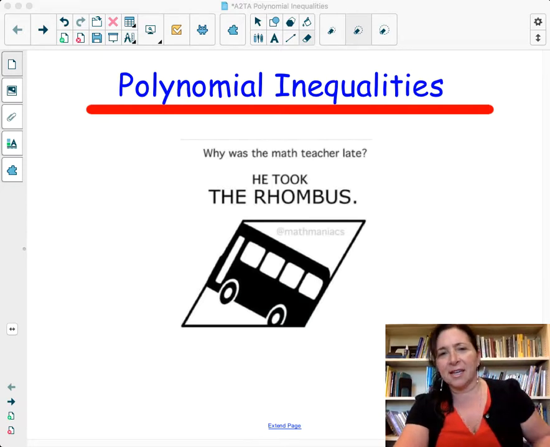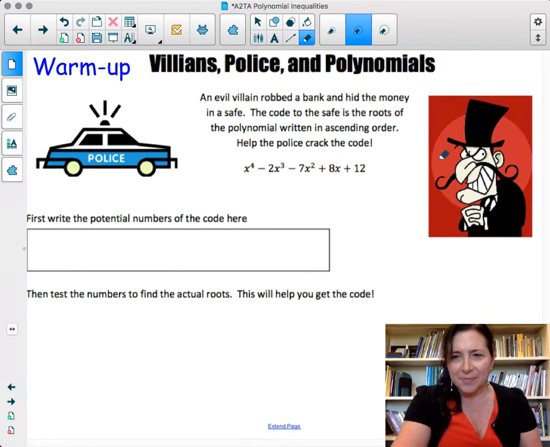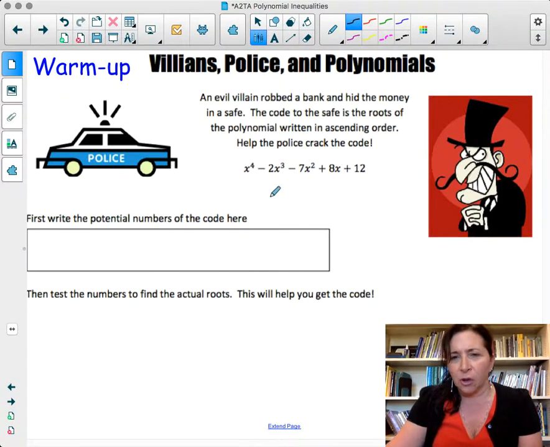Hi, this lesson is on polynomial inequalities. So let's get started. The first thing that we're going to do is a little warm up on how to solve a polynomial. So let's try to find the roots for this equation.